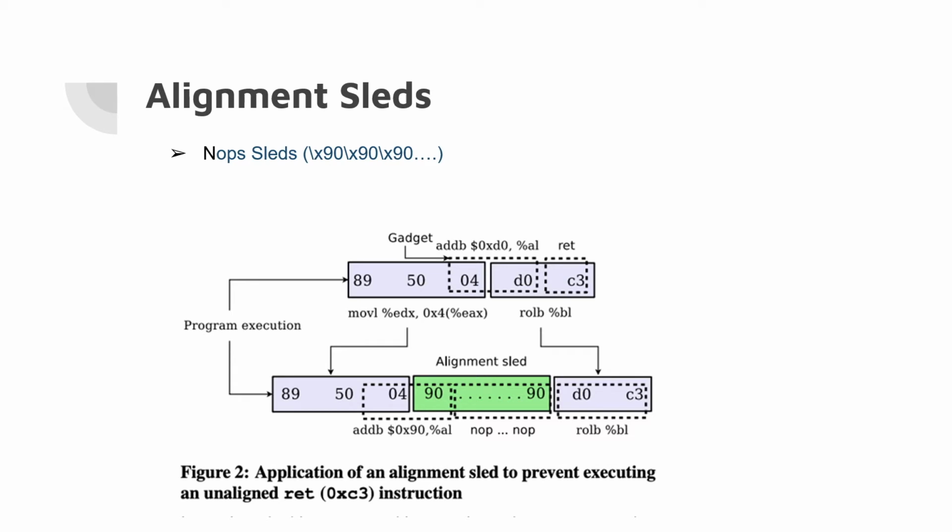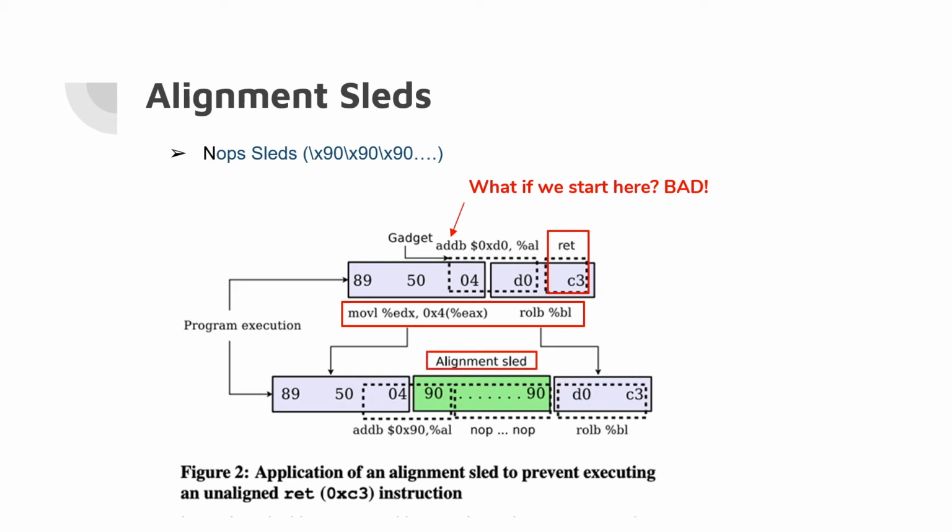In the following example, the code's original intention is to move something to EDX and then rotate. However, if the attacker manages to execute the code from 04, the remaining bytes are equivalent to the instruction add something to AL and then return. This is exploitable. To protect, we could inject nops before D0C3 so that these 2 bytes will always be interpreted together as rotate, no matter where we start to execute the code. In other words, C3 will no longer be interpreted individually as a return.